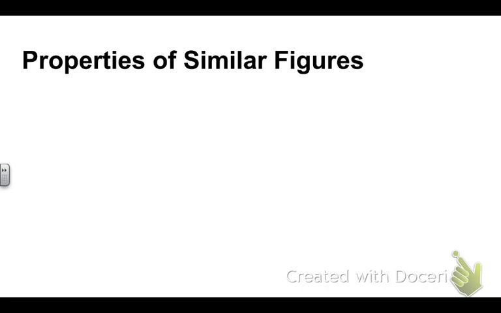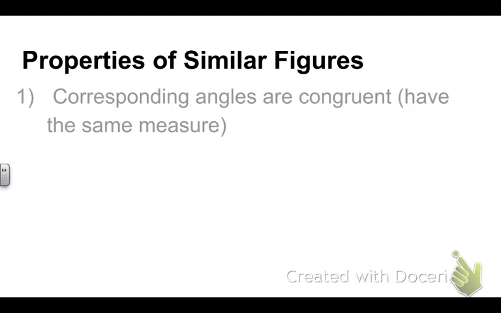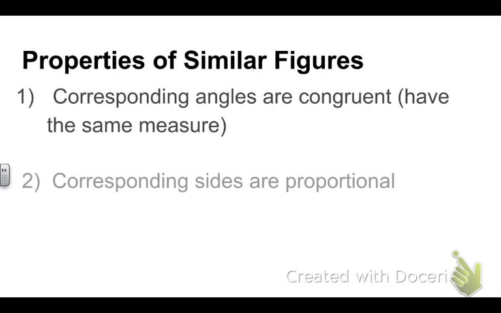So, properties of similar figures. To be a similar figure, first of all, the corresponding angles are congruent. Corresponding just means what matches. So the matching angles from one figure to another are congruent. They have the same measure. Congruent means exactly equal. And then the corresponding sides are also proportional.